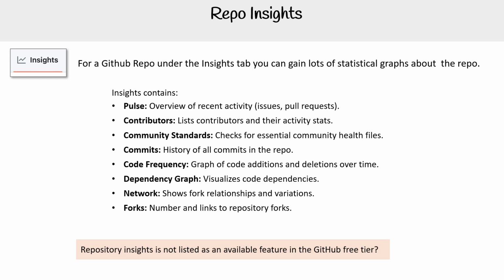And I noticed that Repo Insights is not listed as available in the free tier, but I think if it's a public repo, it shows up. So maybe they're talking about private repos. I didn't thoroughly test it, but I just wanted to point that out. Let's go take a look at all of these in more detail.